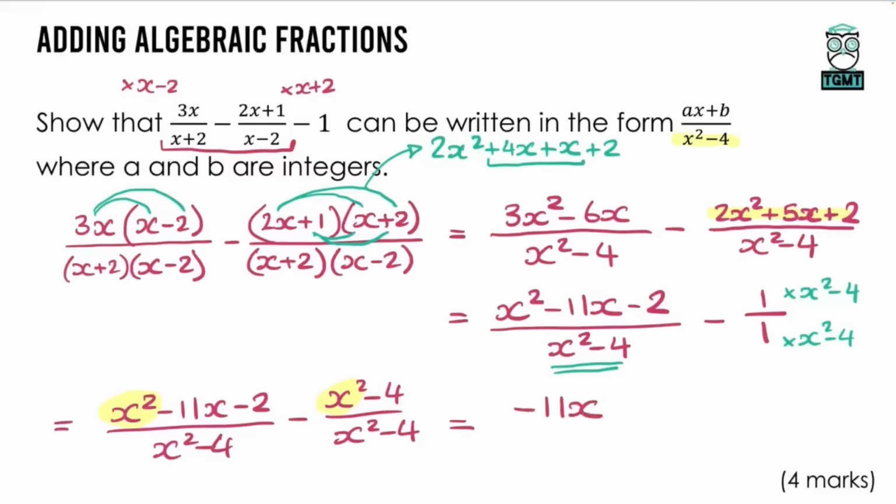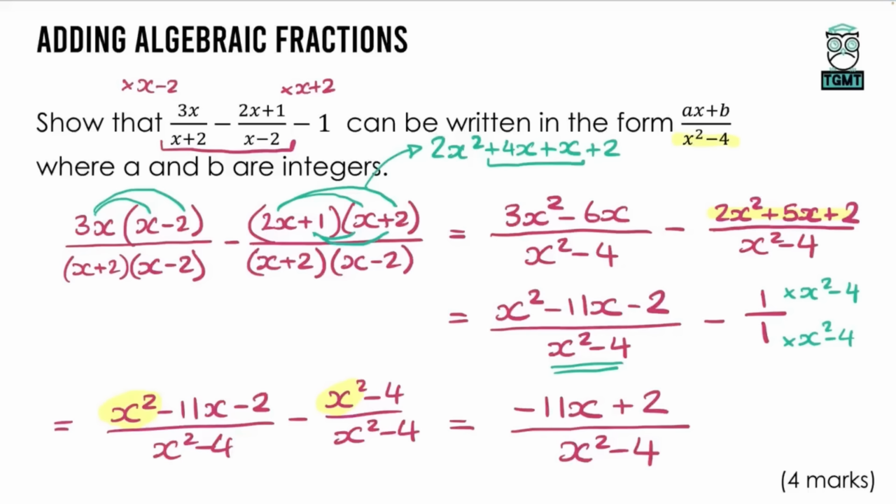So we have minus 11x, take away, and there's no x's there, so that'll be minus 11x. We have minus 2, take away minus 4. So when we take away negative 4, that's going to add 4. We're starting on negative 2. Again, you can use a calculator for this, but that's going to become plus 2. And then on the denominator, we have x squared minus 4. And there we go, we've joined it all up.